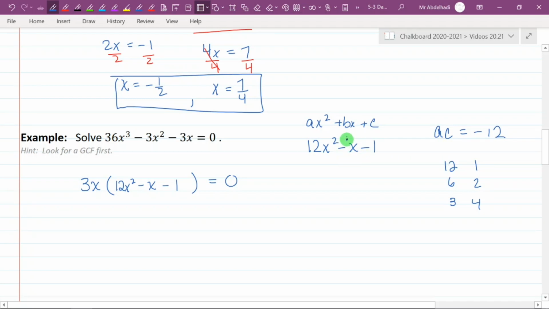We don't write the 1, but there's a 1 there, right? Which ones will either add or subtract to give me a 1? Well, 12 and 1 give you 13 or 11. That's not going to work. 6 and 8 and 2 will give you either 8 or 4. That's not going to work. 3 and 4 will give you either 7 or 1 if you subtract, right? It's 7 if you add them, negative 1 if you subtract them. There you go. That's going to be your winner here.